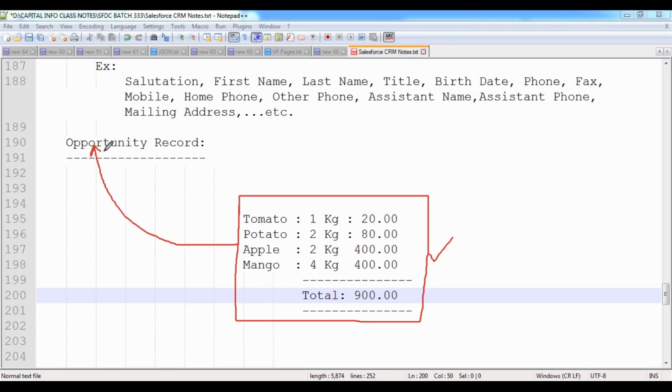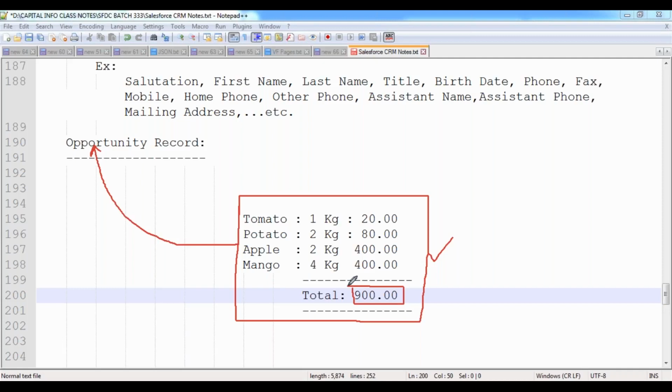Whatever bill, whatever invoice they generate for you, that bill is called an opportunity. That means the supermarket people got the opportunity, the chance, to generate 900 rupees of revenue from your side.